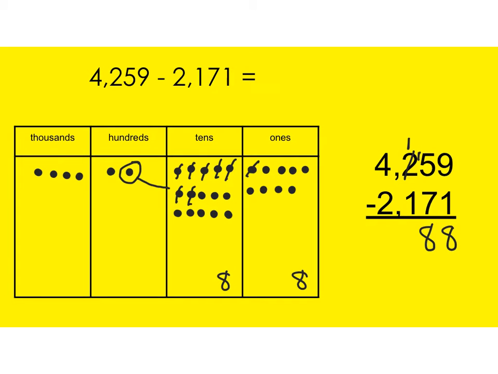Now on my place value chart, I have 100 left, and I'm supposed to take away 100, so that works. 1 take away 1 equals 0. And then over on my thousands, I have 4 thousands, and I need to take away 2, which is going to leave me 2. So I have 2,088.